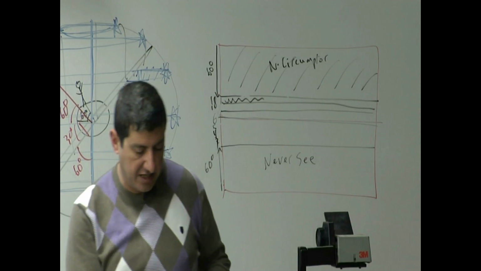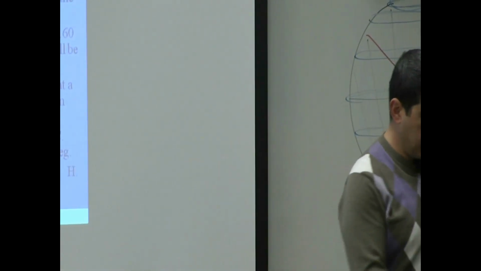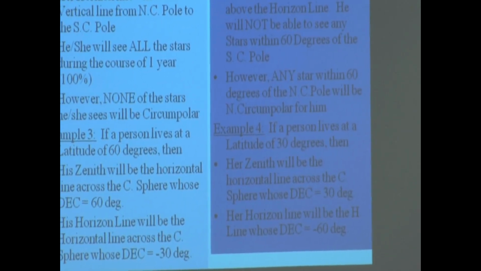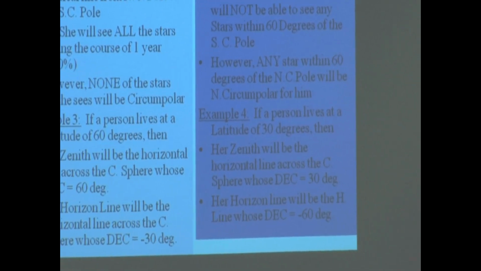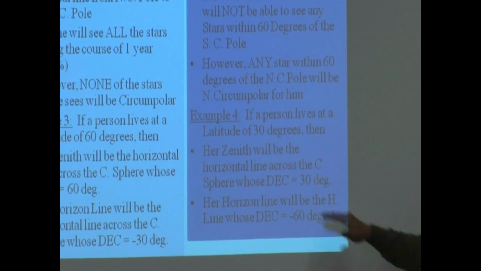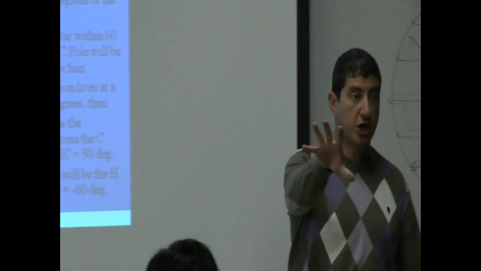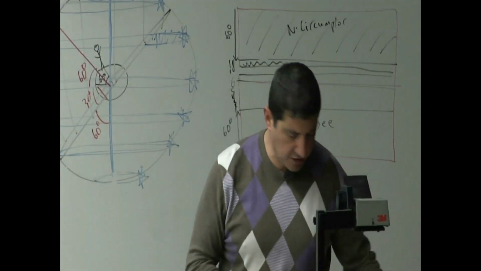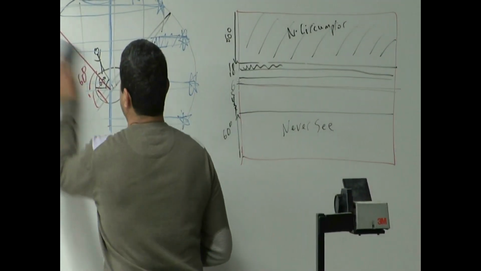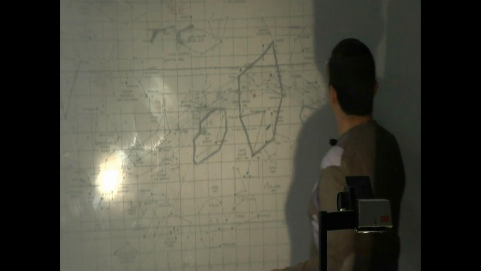LA is more like 30 degrees. Okay, with LA, if a person lives at a latitude of 30, then her zenith will be the horizontal line across the celestial sphere whose dec is 30. Her horizon line will be the horizontal line whose dec is negative 60. This is the one that I gave you the chart for, the flat map, okay? So now we can turn that on. So you see this is Z here. This is kind of for us.